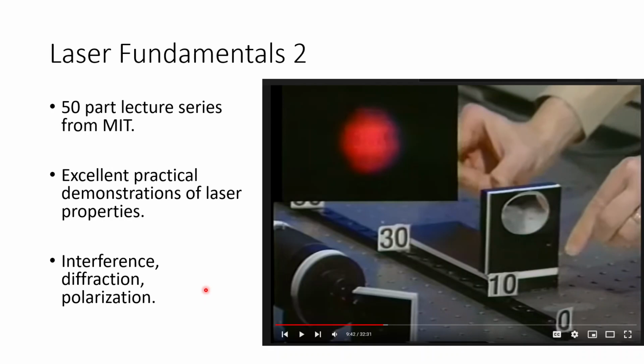The second resource is actually another lecture series from MIT. This time it's a 50-part lecture series where some of the more advanced optical concepts are introduced, such as interference, diffraction, polarization, and many, many others. Once again, what's very nice about this lecture series is that it includes practical experimental demonstrations, like we're seeing here, which makes it a lot easier to actually get a grasp of how these concepts play out in real life.